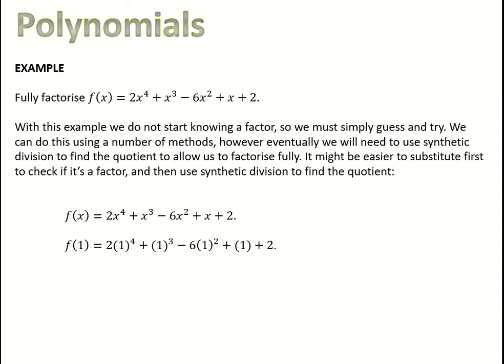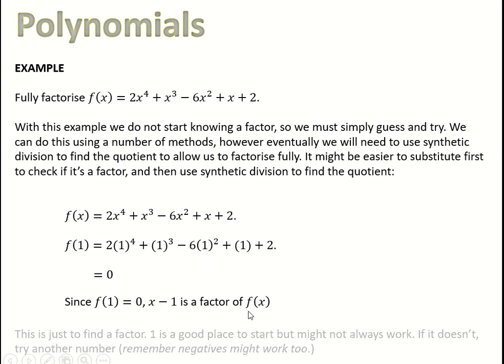So for example, if I replace all the x's with 1, then I get 0. 1 to the power 4 is just 1, times 2 is 2, plus 1 is 3, minus 6 is minus 3, plus 1 and plus 2 gives me 0. So that is telling me that 1 is a factor, basically x minus 1 is a factor. Since f of 1 equals 0, x minus 1 is a factor of f of x, and I can use this to start my synthetic division.